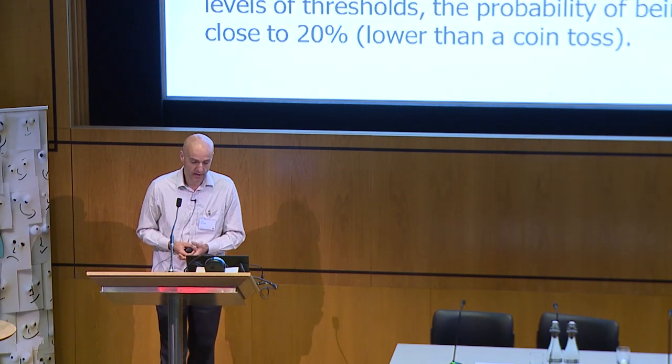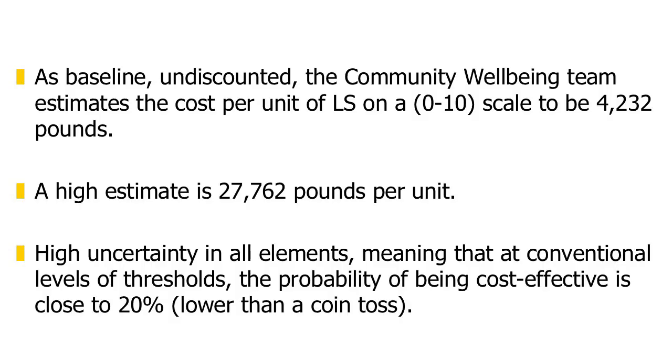So at baseline, undiscounted, the community wellbeing team then estimates, this big number, B over A, the cost per unit of life satisfaction on the lower end to be £4,232. Now, as Richard already showed, if you would apply the same type of threshold as is used in the QALY analyses, then £2,500 per unit of life satisfaction would seem to be the initial focal point, so that would already be outside the range of what is cost effective.